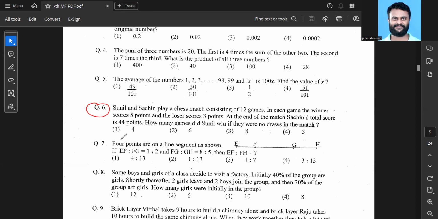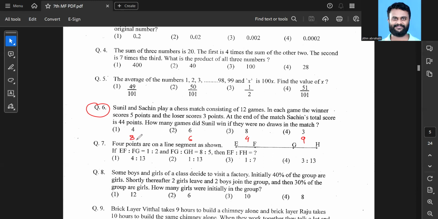If we consider the first option to be correct, Sunil has won 4 matches, which means the remaining 8 matches were won by Sachin. Trial and error will be the fastest for this. If Sunil has won 6 matches, the remaining 6 are won by Sachin. If Sunil has won 8 matches, then 4 matches are won by Sachin. If Sunil has won 3 matches, then the remaining 9 matches are won by Sachin.